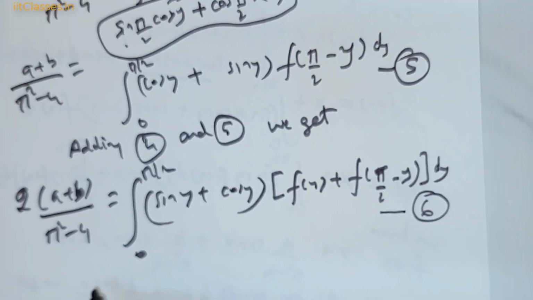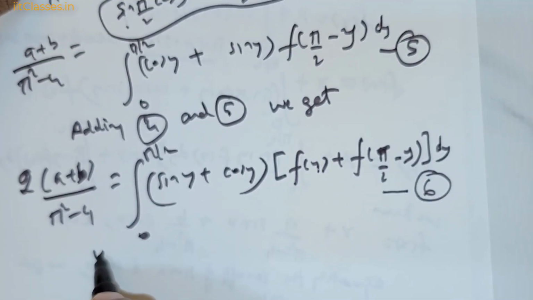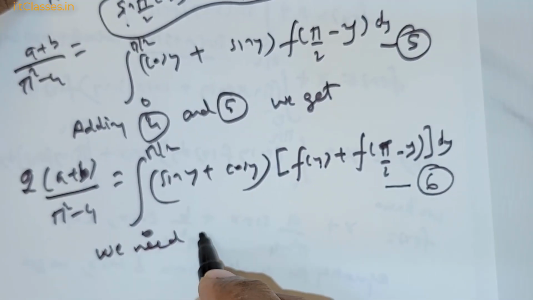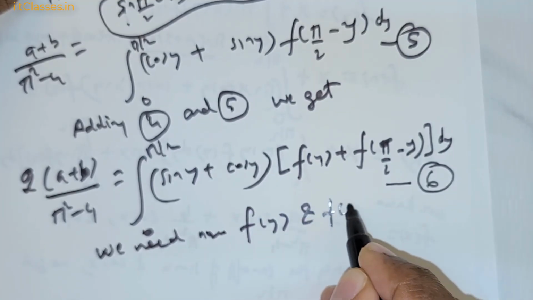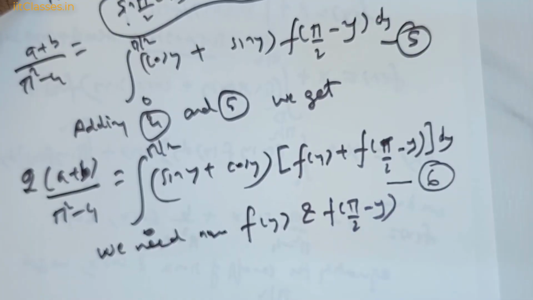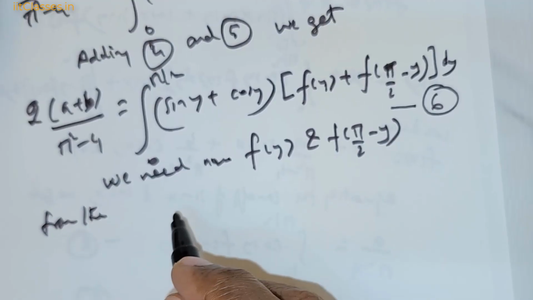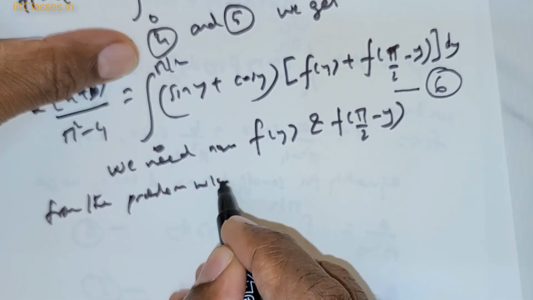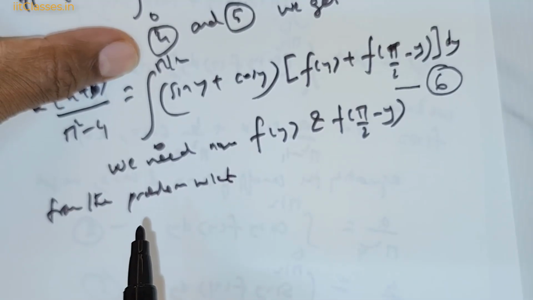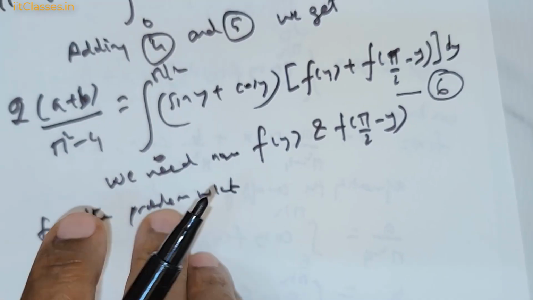Now we will have to find out what is f of y, and what do we need? f of y and f of pi over 2 minus y. We need these two. From the problem, what do we know? We know that we have been given the functional value, right?